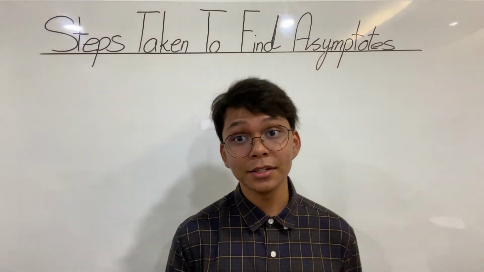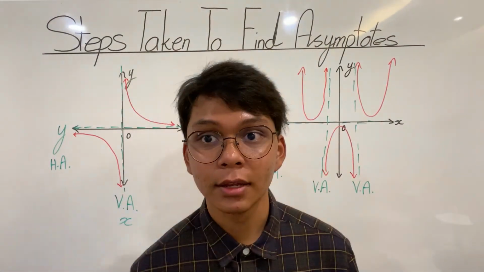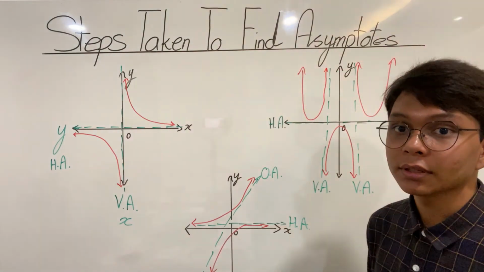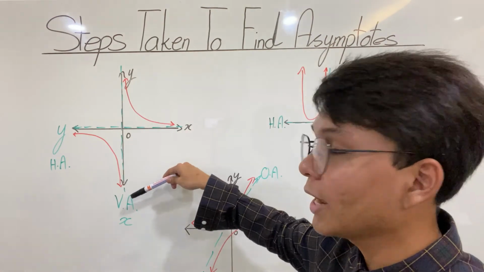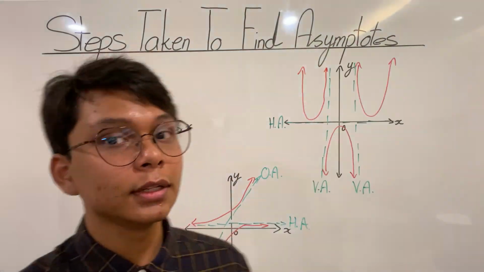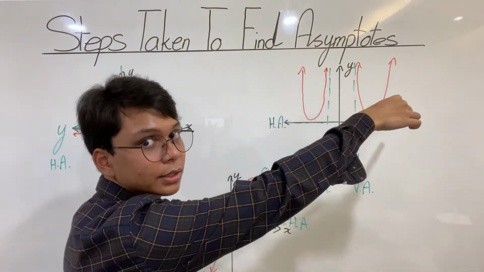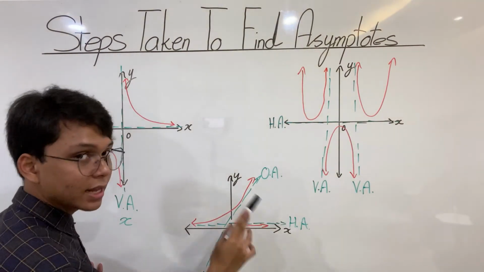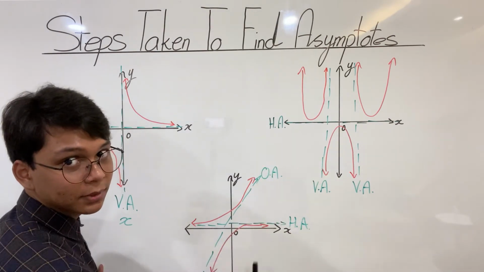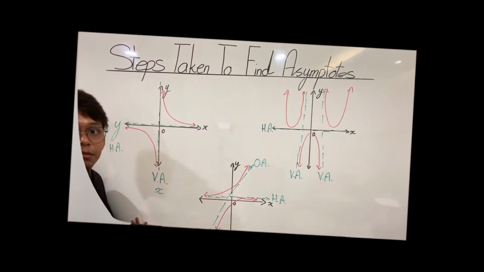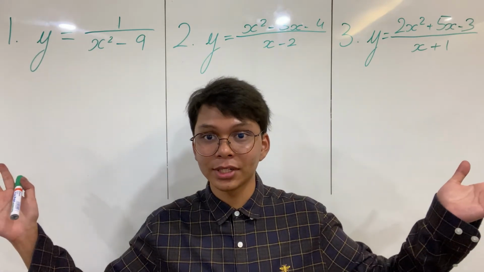So I'm going to explain how to find asymptotes with a given graph. You can see right here, this graph has a vertical asymptote and a horizontal asymptote. This graph right here has 2 vertical asymptotes and 1 horizontal asymptote. And this last graph right here has 1 horizontal asymptote and an oblique asymptote. Right here is the slope. I'll show you how to find the asymptotes with these 3 questions.